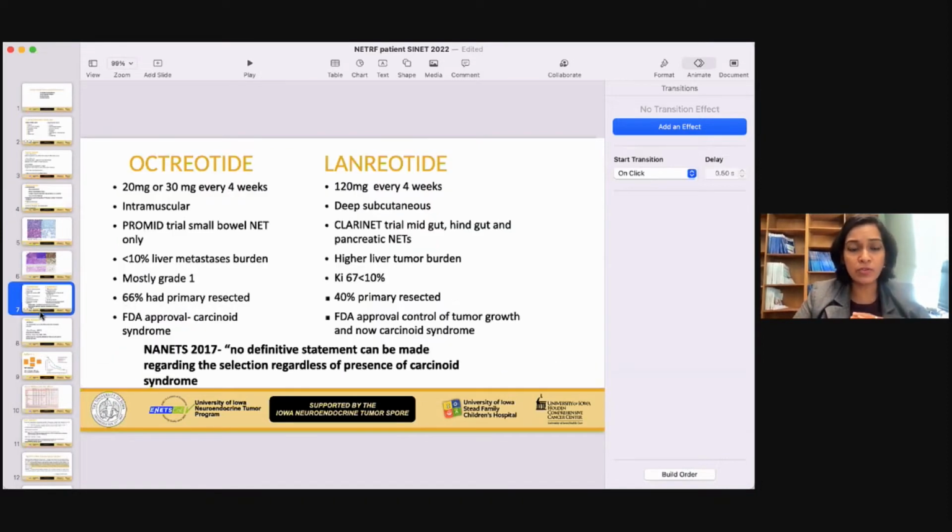So briefly going through the list of options that may have already been covered in the other talks, we look at octreotide and lanreotide as one of the first options. Between the two, a lot of patients ask, which one should I go on? Sometimes it's the insurance that actually dictates your formulary drug. Really, no definitive statement can be made about the selection when you're using it for both symptom control as well as for what we call tumor control.